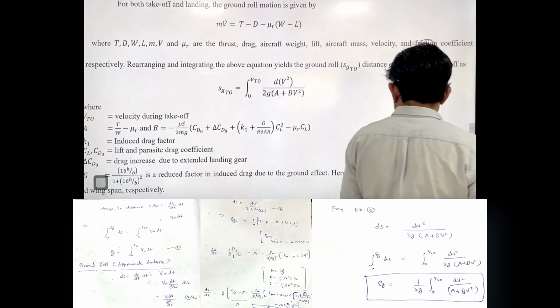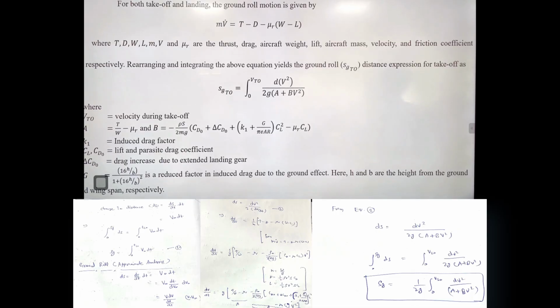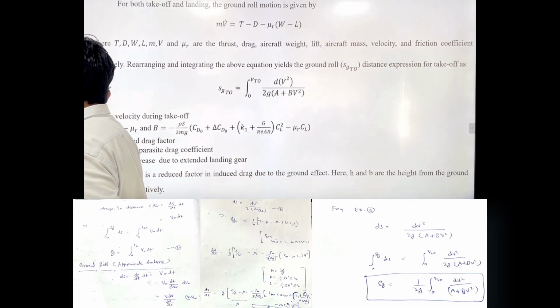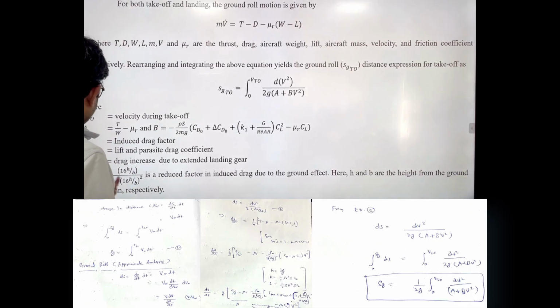Okay, so here h and b are the height from the ground and wing span respectively. If you have any doubt regarding the ground rule, I can take a separate session for this, or you can put your doubt in the comment section. I will explain in detail.